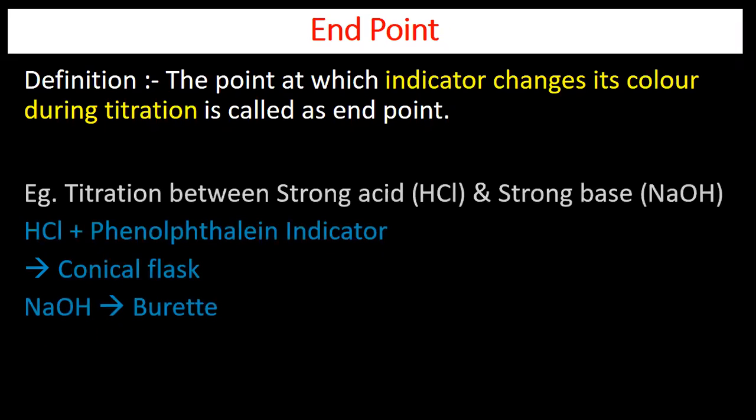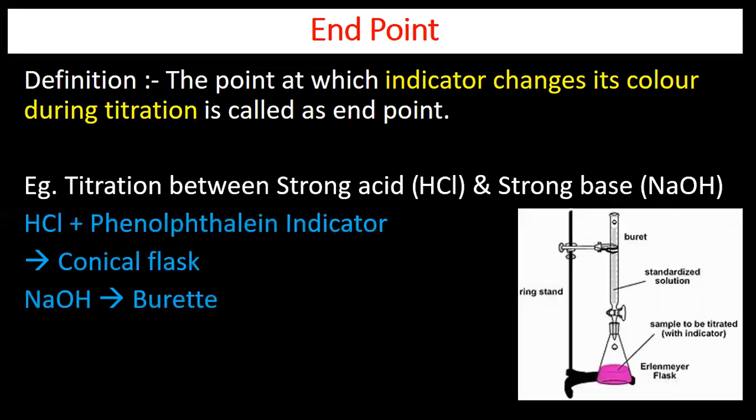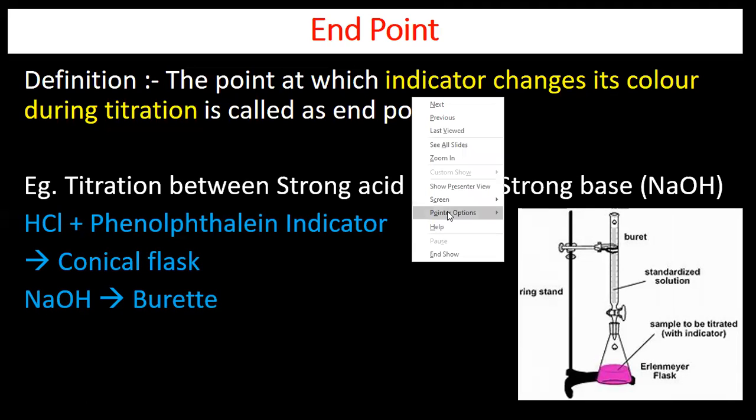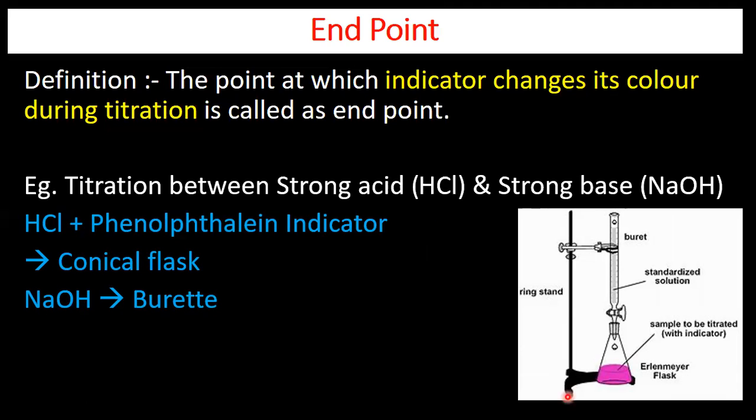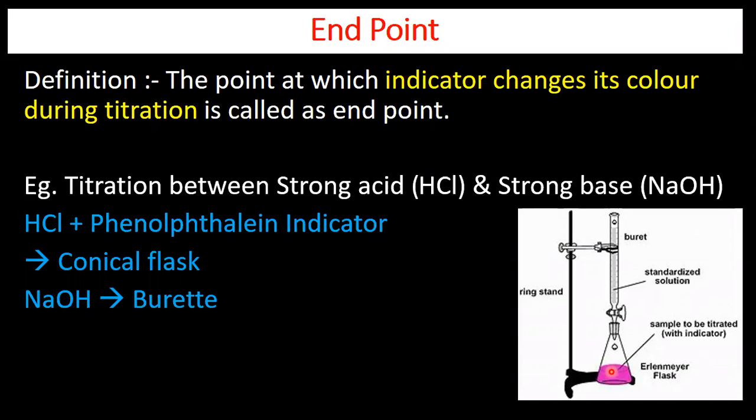For example, let us consider the titration between strong acid HCl and strong base NaOH. We take HCl and phenolphthalein indicator in a conical flask and NaOH in a burette. When we titrate these solutions against each other, we get a pink colored solution. Initially the color of this solution was colorless. At the end point, the solution turns pink.